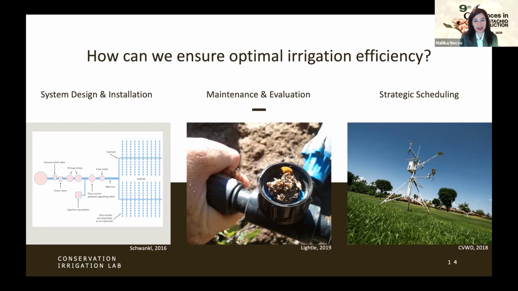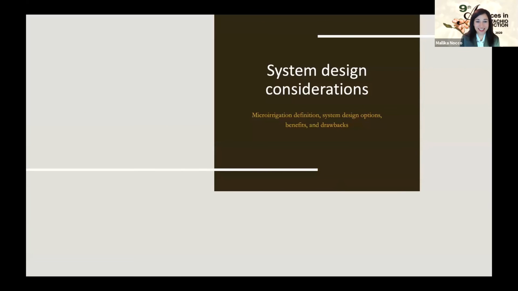And this is something where you're going to have to balance the time you want to put into this with your efficiency, because there is a cost to maintenance and evaluation as well. And then the third is strategic scheduling, so that you are scheduling and meeting the water needs of your orchard, and keeping track of that schedule. And we're really going to focus for the rest of this talk on these two: system design and installation, and maintenance and evaluation. All right, so some system design considerations.